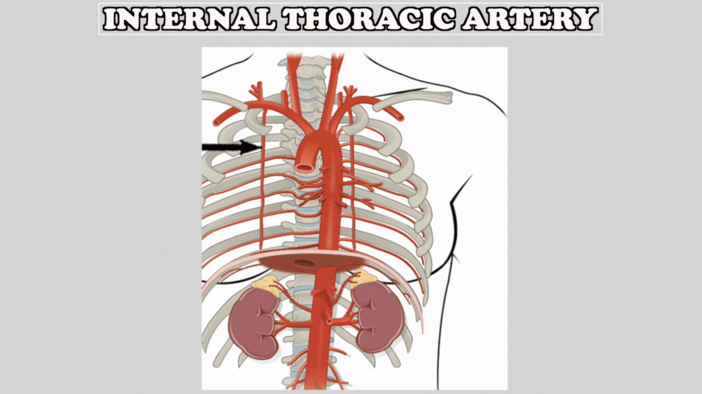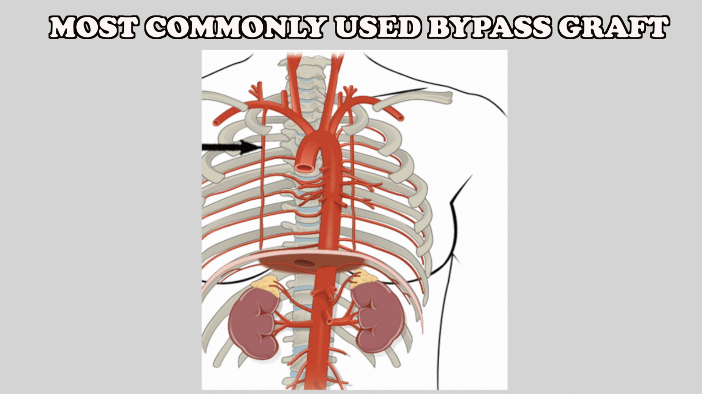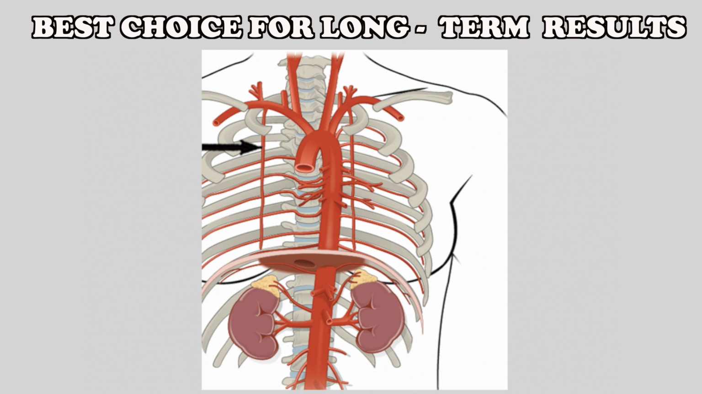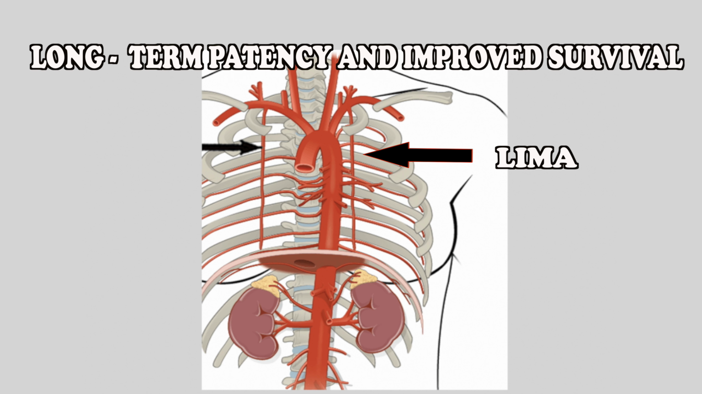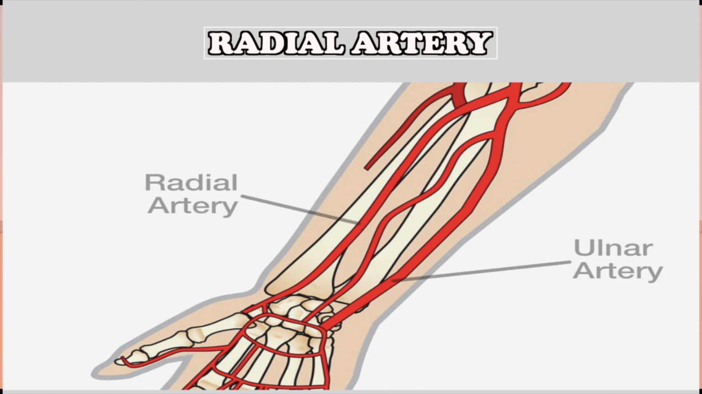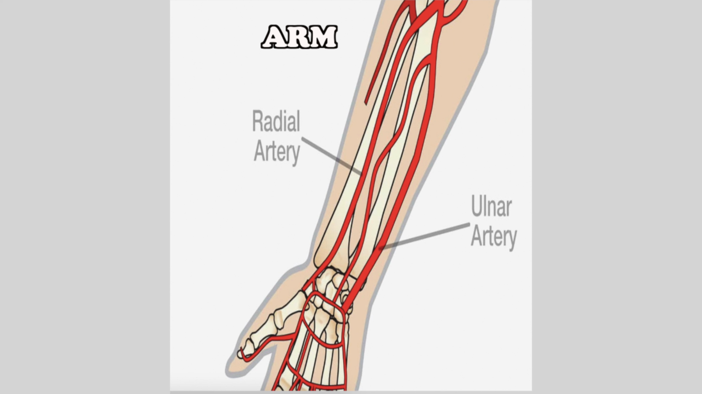The internal thoracic artery, or the mammary artery, is the most commonly used bypass graft. It is the best choice for long-term results. The left internal mammary artery, or LIMA, has been associated with long-term patency and improved survival. The radial artery is another common type of arterial graft. It is located in your arm.